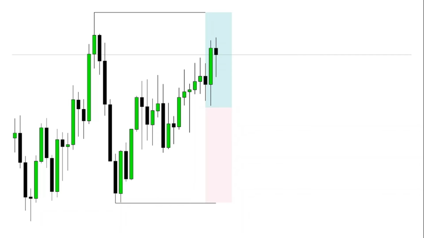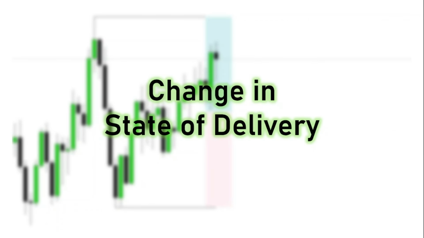Today we're going to talk about a change in state of delivery. A change in the state of delivery is actually just a shift from one type of price delivery to another. That is, maybe you're having price coming from buy side delivery and then switching to sell side delivery, or vice versa. Or you could also say that a change in state of delivery is just a transition in the market's direction. So basically, this is a reversal concept.